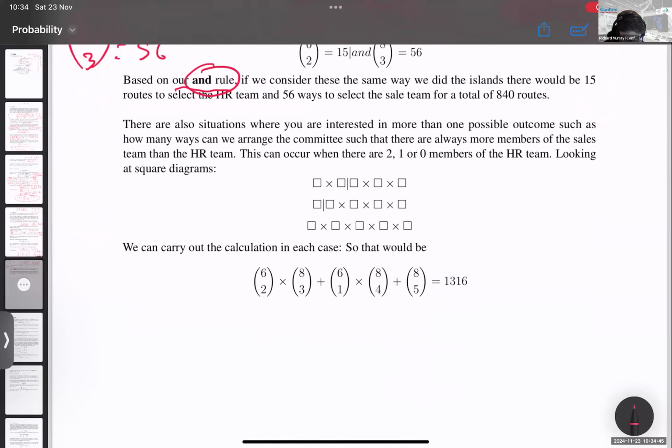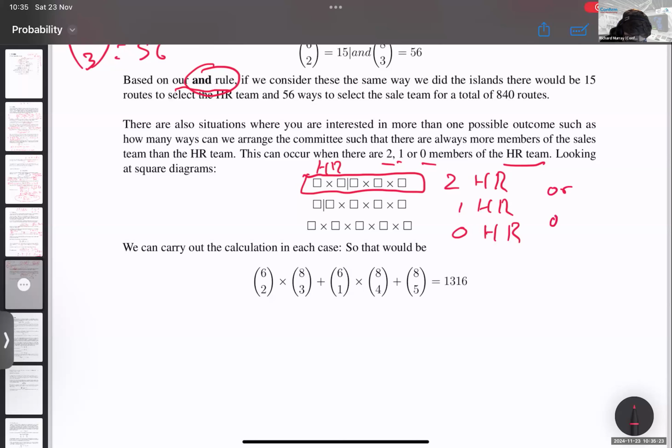There are situations where we're also interested in more than one possible outcome. And again, these are very, very common for exam questions. So this might be asking how many ways can we arrange the committee such that there are more members of the sales team than the HR team? What this means is that there are 2, 1, or 0 members of the HR team. So we can construct our various different diagrams. So this is when there are 2 HR members, 1 HR member, and 0 HR members. In this case, this is an example of this, or this, or this.